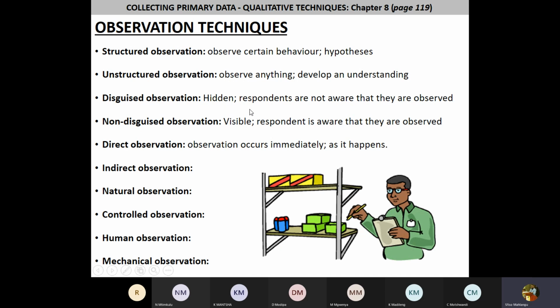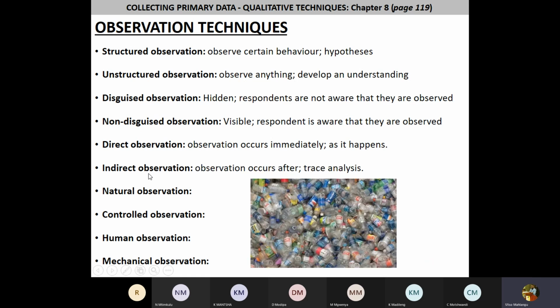And then depending on whether they are aware, instead of observing them in the club, we're going to put cameras there, and then we're going to watch those CCTV cameras. So the respondents are not aware that they are being observed. Maybe the cameras are hidden, they don't see them at all. So that observation does not happen immediately because we're going to watch it later. They're going to drink now and then behave in a certain way. It becomes indirect observation, also called trace analysis, because we're only going to watch them later.